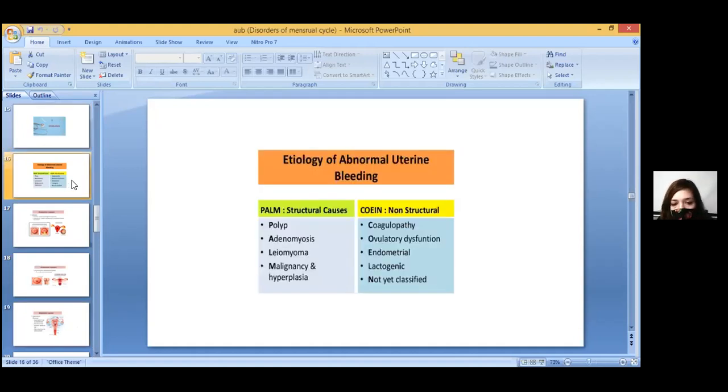Etiology means causes of abnormal uterine bleeding. So when we define it, we call it PALM-COEIN. PALM means the structural causes, where you can identify an organic cause. Like if I am doing an ultrasound and I see a uterine fibroid in the ultrasound, so it's a structural cause.